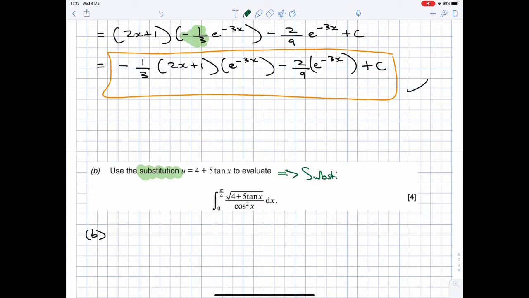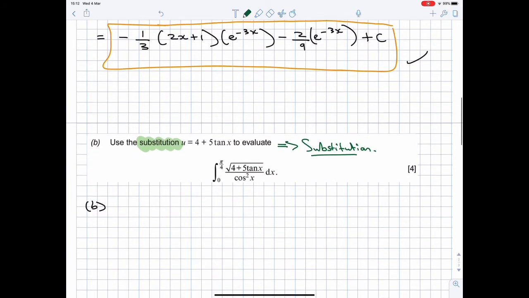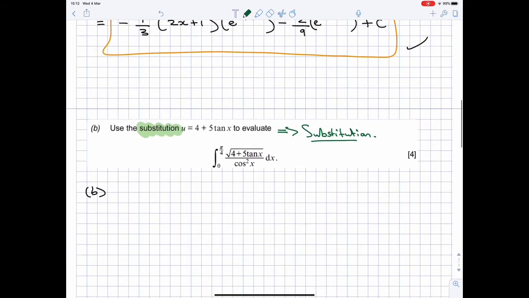So we're going to be using substitution to answer this question. Now the first thing we need to do, before we can get to integrating this expression, is first of all redo our limits by using this formula here.